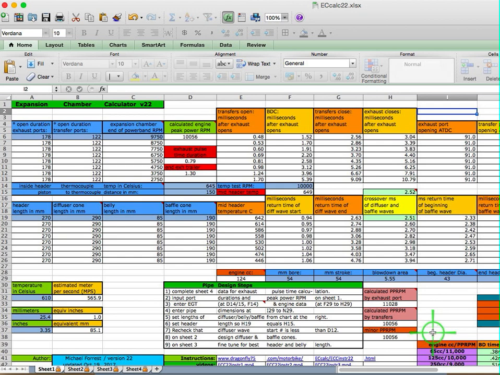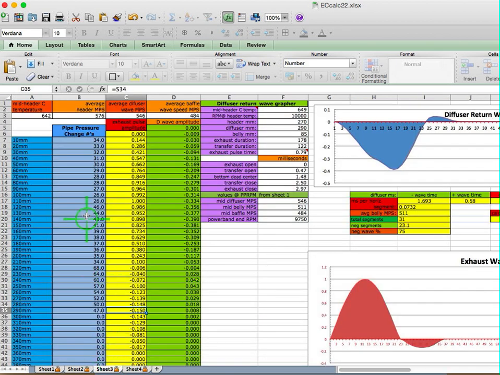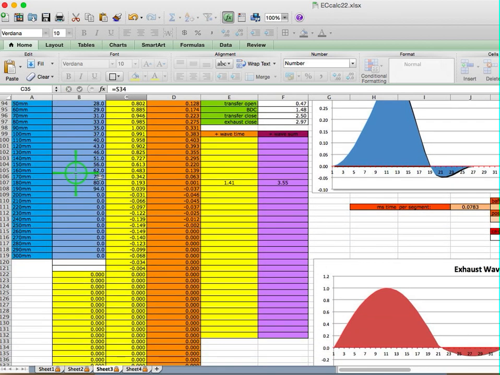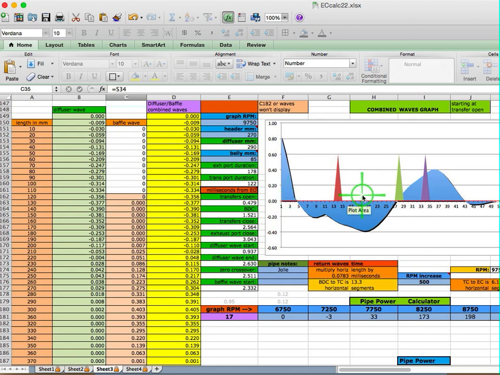I give guidelines on what typical lengths are for the different cones and belly. And then you set the header to match these two numbers right here. On sheet two, you're able to design the cones, and then the program gives you numbers that you need to enter into sheet three. This would be the number section for the diffuser, and then the number section for the baffle, and then it gives you a return waves calculator, which your cylinder would see.